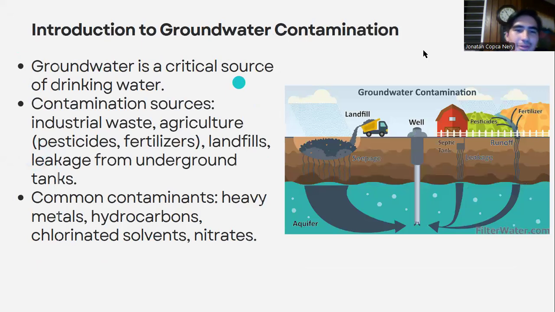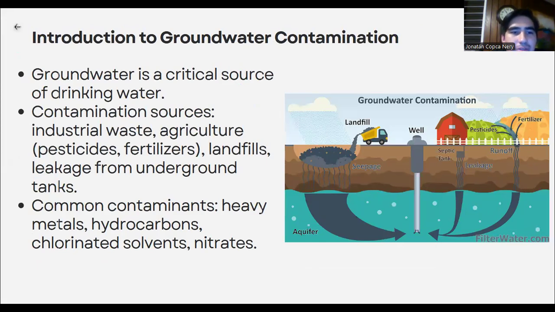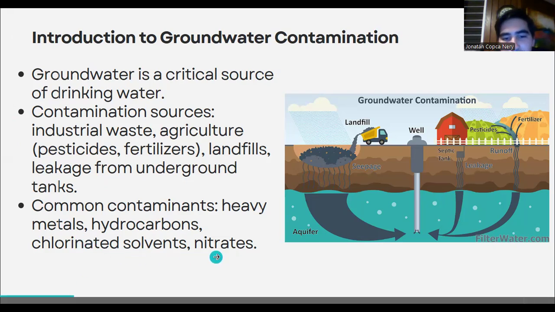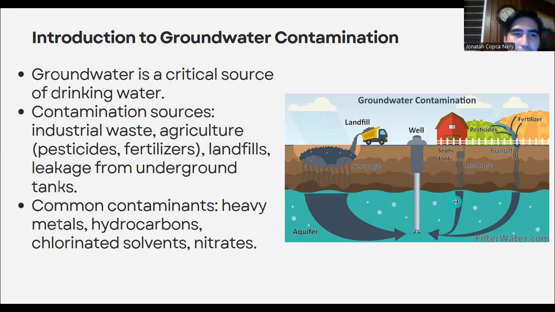Okay, so introduction to groundwater contamination. Groundwater is a critical source of drinking water. Contamination sources are industrial waste, agriculture, like pesticides or fertilizers, landfills, and leakage of underground tanks. Common contaminants are heavy metals, hydrocarbons, chlorinated solvents, and nitrates. Here's a visual example of how groundwater contamination is produced.